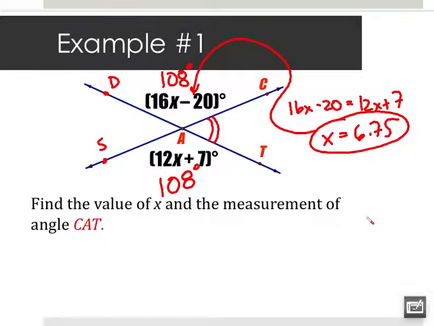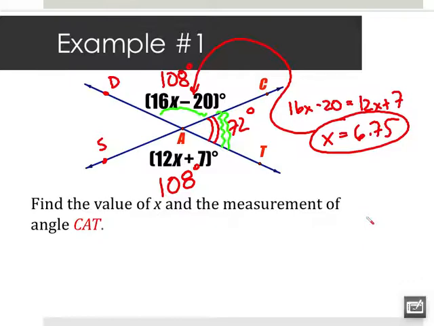And therefore, how big is angle CAT? 72 degrees. Why? Because you take one of the angles and subtract it from 180 to find the other angle. What kind of angles are DAC and CAT? They're adjacent angles. Good, and? Linear angles. Good, linear pair.